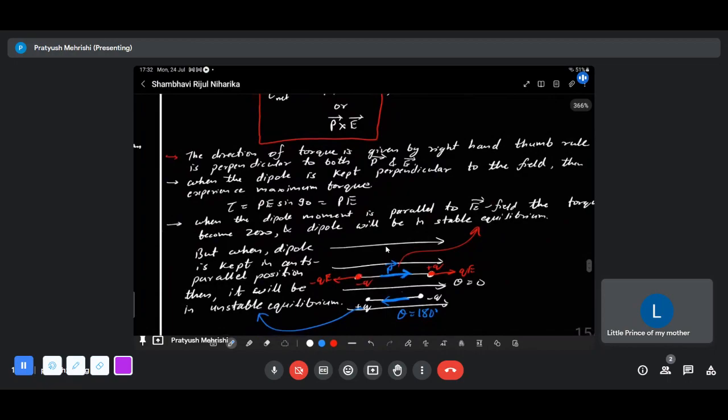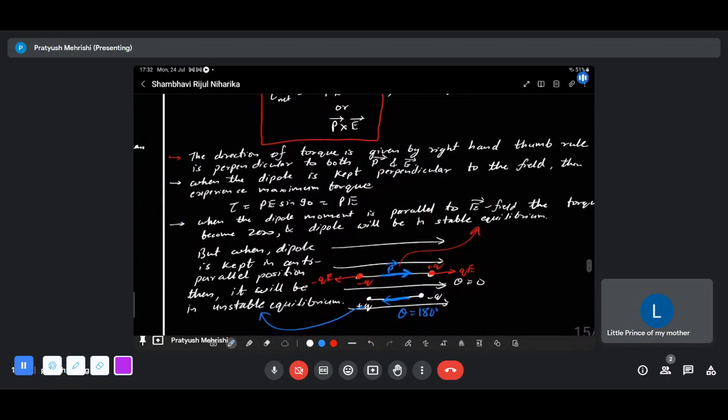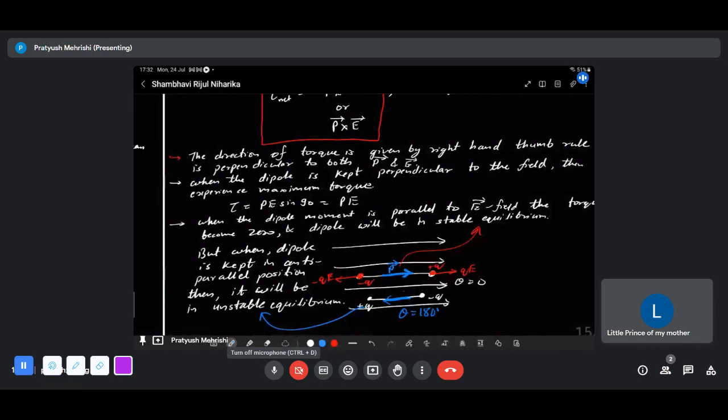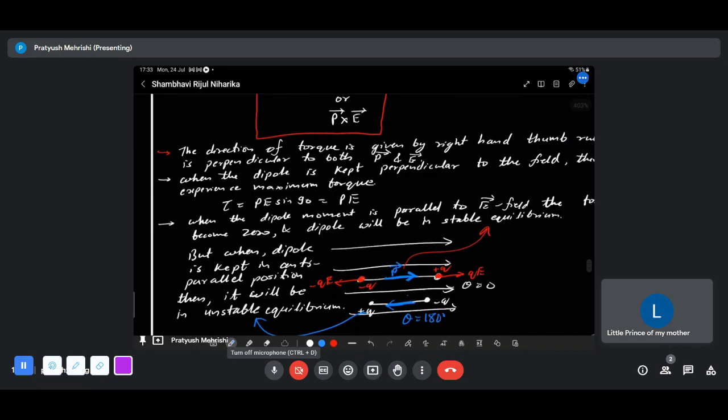Now, some important points. The direction of the torque is given by right hand thumb rule. This we have seen. When the dipole is kept perpendicular, then the torque will be maximum because theta is 90 degrees. And in the opposite case, it will be minimum. Now next, when the dipole moment is parallel to the electric field, what will be the torque? The torque on the dipole will be zero in this case. This diagram I am talking about, the last diagram, see it.